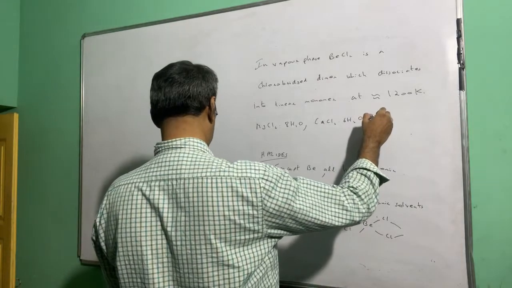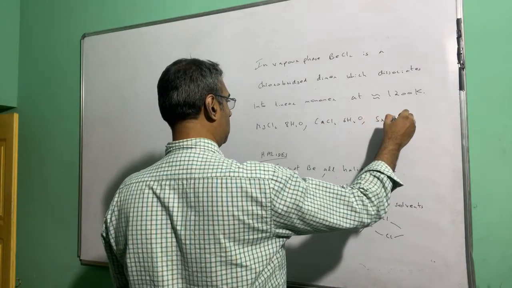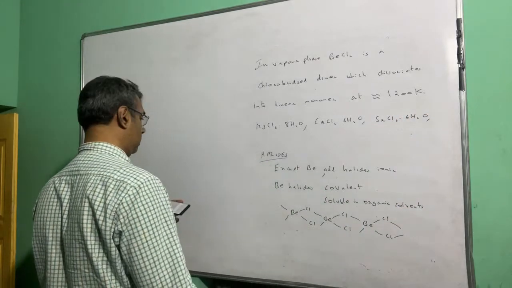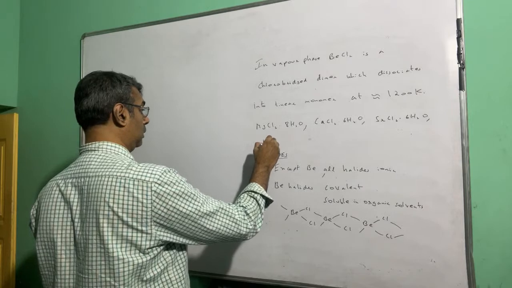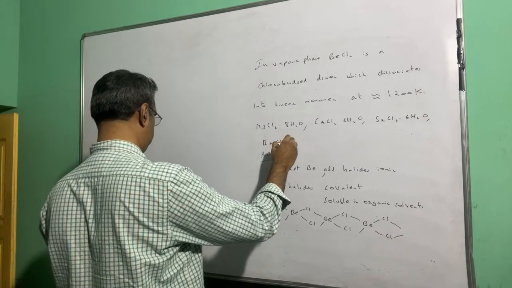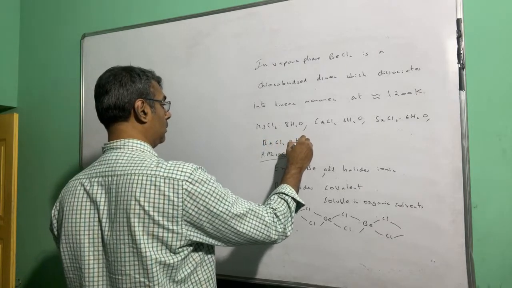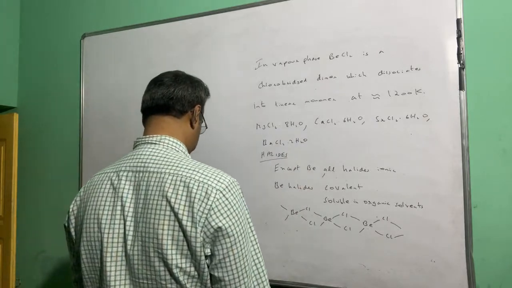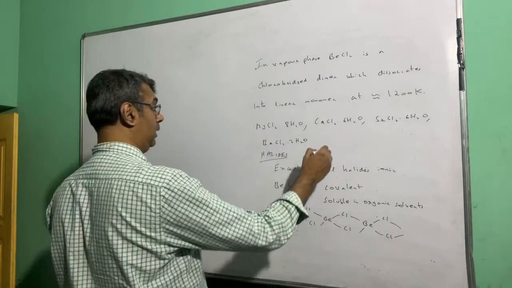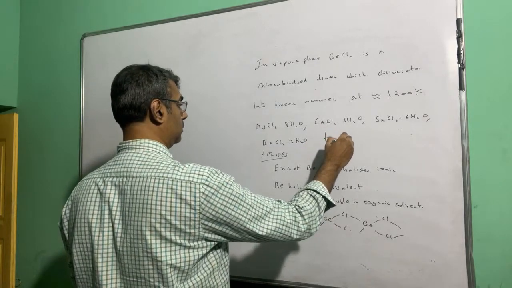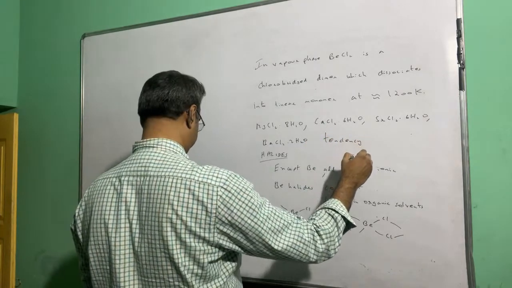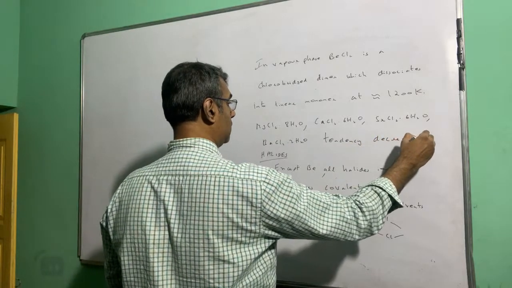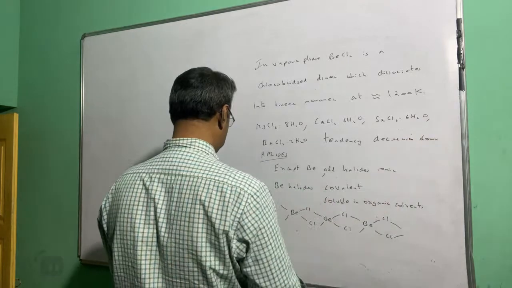MgCl2.8H2O, CaCl2.6H2O, SrCl2.6H2O. So the tendency to form hydrates decreases down the group.